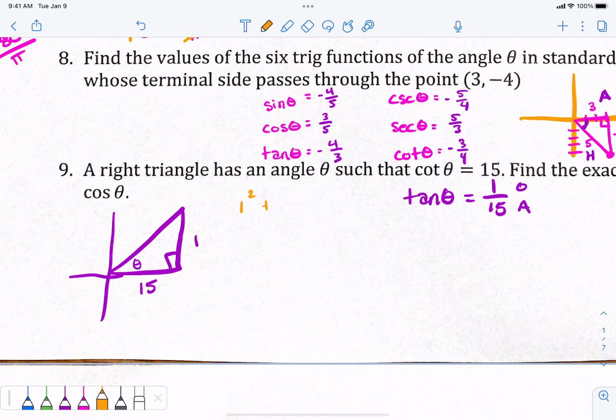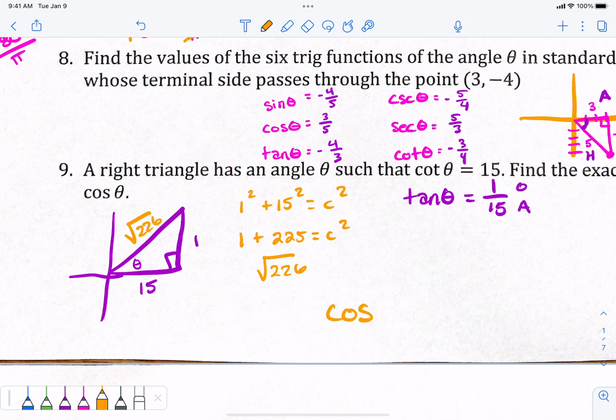So 1 squared plus 15 squared equals c squared. So 1 plus 225, so the square root of 226. Let's just leave it as the square root of 226.